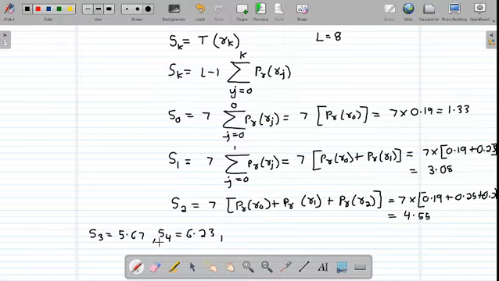Next, the value of S5 would be 6.65. The value of S6 would be 6.86 and the value of S7 would be 7.0.